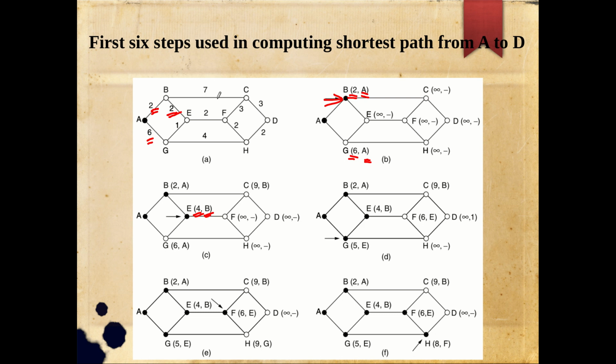So totally this 2 plus 7, now it is 9. So that infinity you can change it to 9, and you can update the parent information because it is updated through B. So that is what you updated. So now 2 nodes were processed.